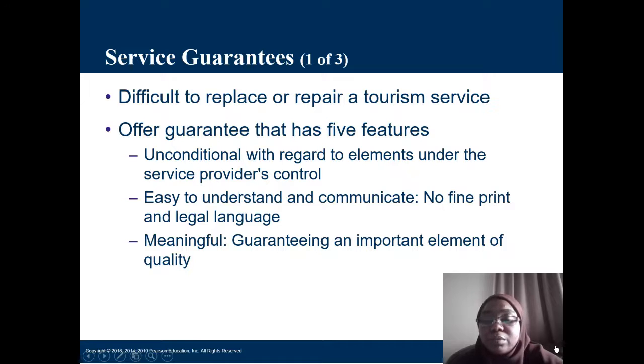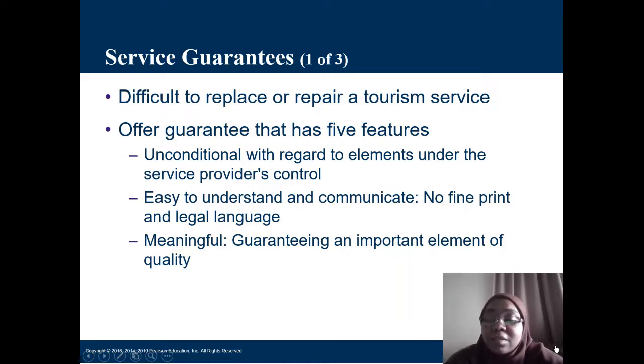But when it comes to the tourism or other service rendering industry, it is quite challenging, all right? That is why it is difficult to replace or to repair a tourism service. How do you repair a tourism service that was rendered badly? For example, maybe somebody got dissatisfied with his or her visit to a theme park. So how do you provide a guarantee for such customers? Service rendering companies should try as much as possible to provide a guarantee that has 5 features, right?